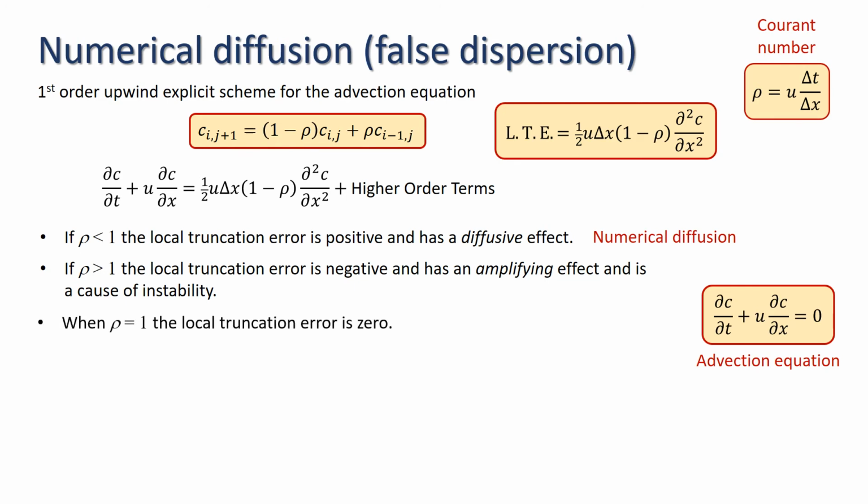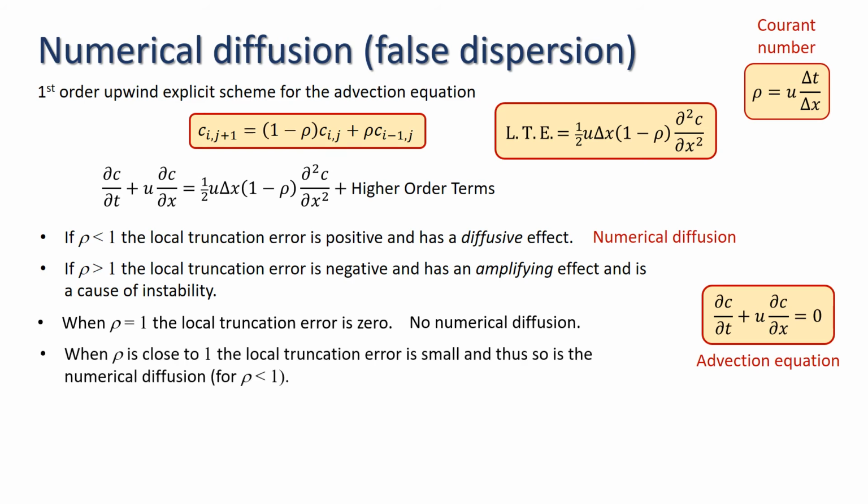When ρ equals 1, the local truncation error is 0, and there's no numerical diffusion. We would expect this to increase the accuracy of our solution, since the leading term in the truncation error has been eliminated. We can also see that when ρ is close to 1, this term is small, and thus so is the numerical diffusion. Elimination of this term using additional Taylor series expansions leads to higher order methods, which tend to be more accurate and less prone to instability.